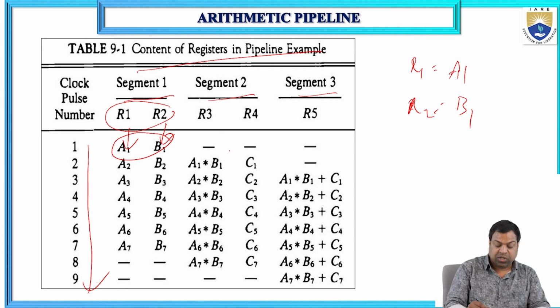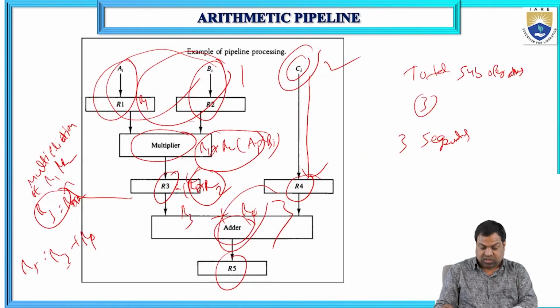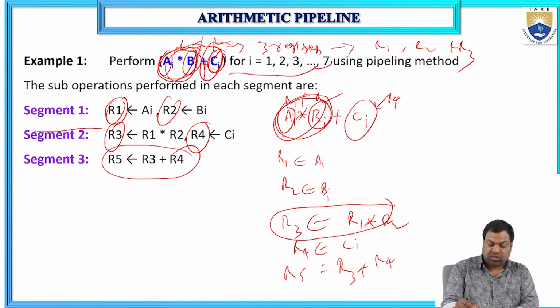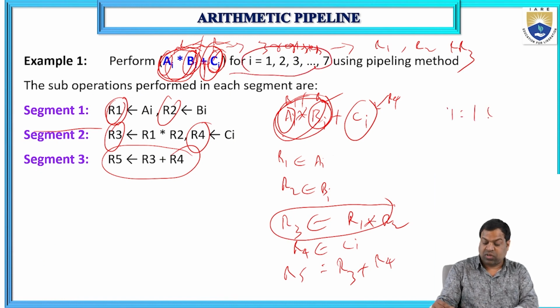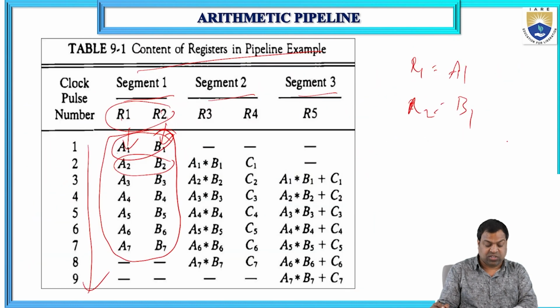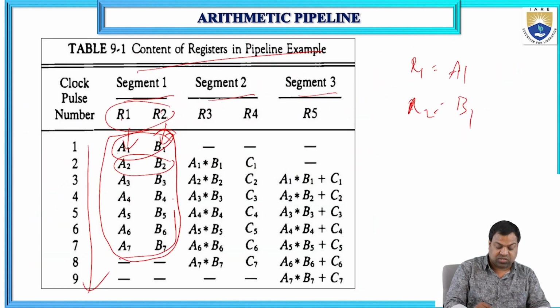So here in segment 2, what will happen now? In segment 1, we define R1 equal to A1 and R2 equal to B1. In the second clock pulse, R1 equals A2, B2, then A3, B3. Like this, I am taking i equal to 7, that is 1 to 7. That is the reason we are taking 7 clock pulses. So like this, A1, B1, A2, B2, A3, B3, A4, B4, A5, B5, A6, B6, A7, B7.